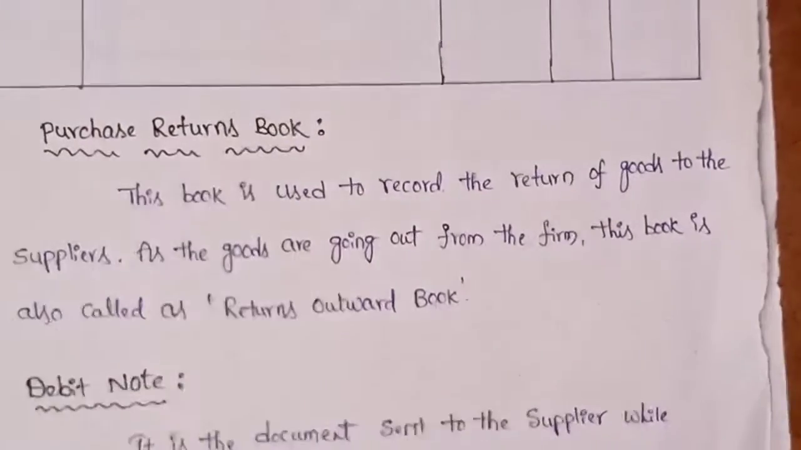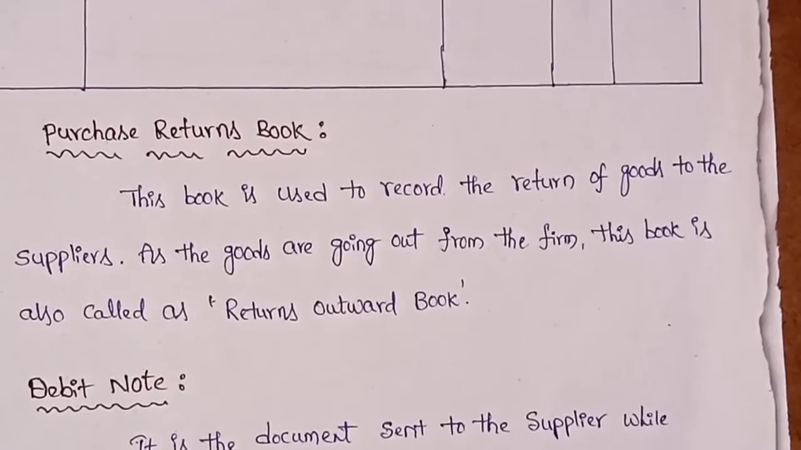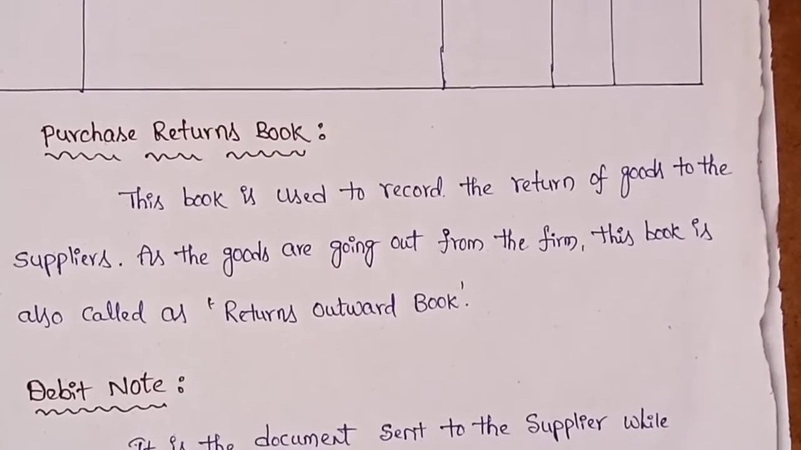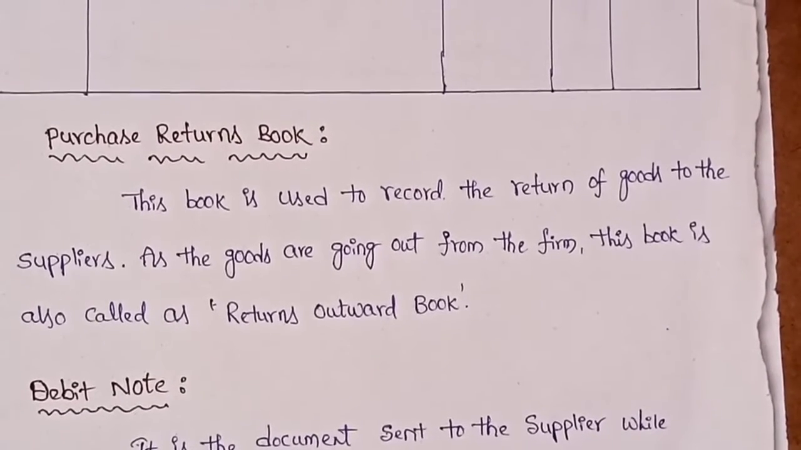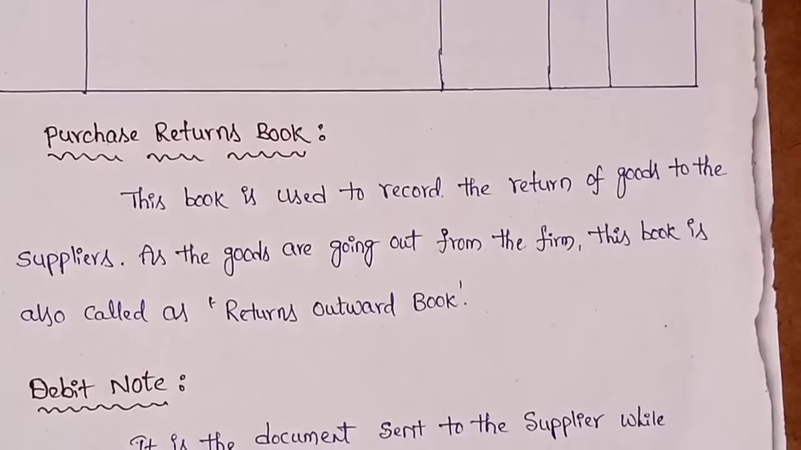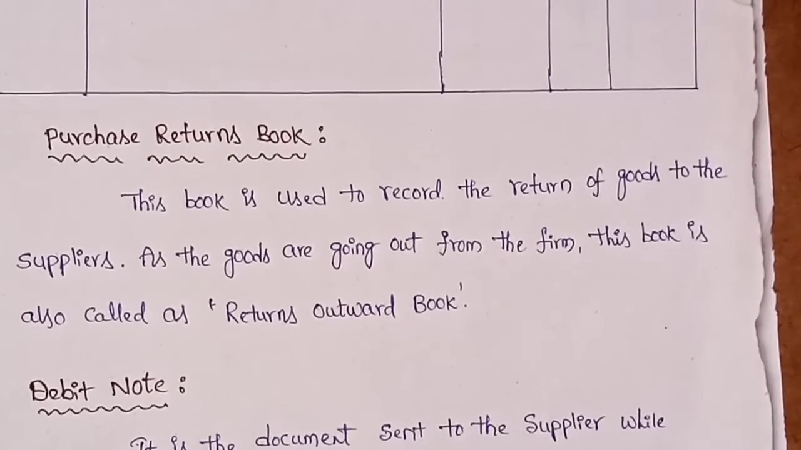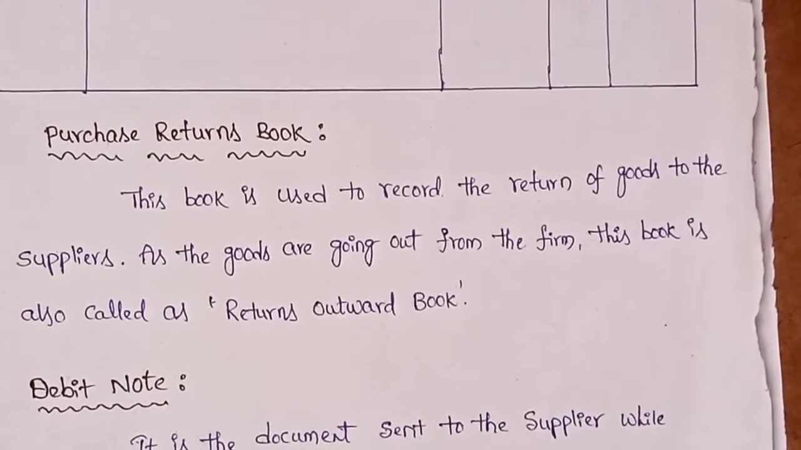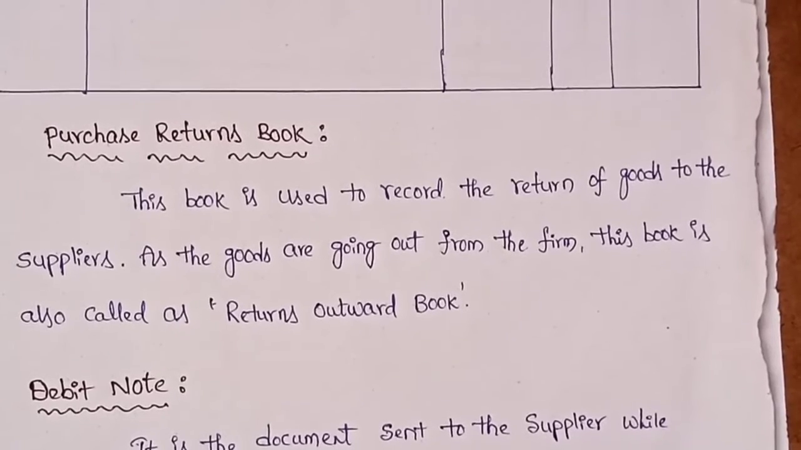And next, purchase returns book. This book is used to record the return of goods to the suppliers. As the goods are going out from the firm, this book is also called as returns outwards book. In this book, we record only return of goods to the suppliers.